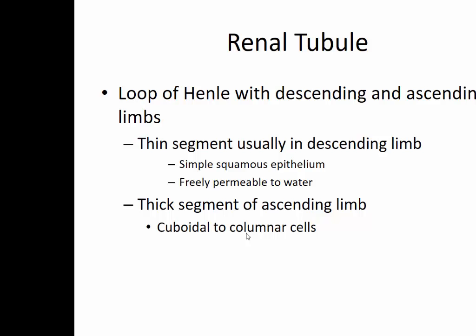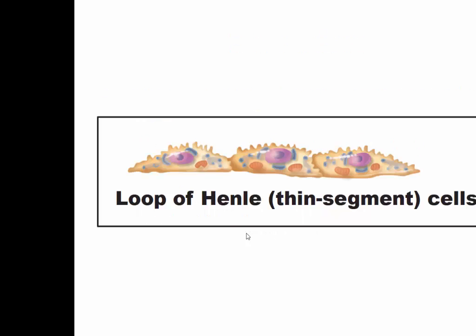So they're all simple cuboidal epithelium except for the glomerulus. And then you can see the thin segment of the descending limb of Henle is also simple squamous. But you don't have to know that. It's not listed in your lab objectives. So when in doubt, simple cuboidal.